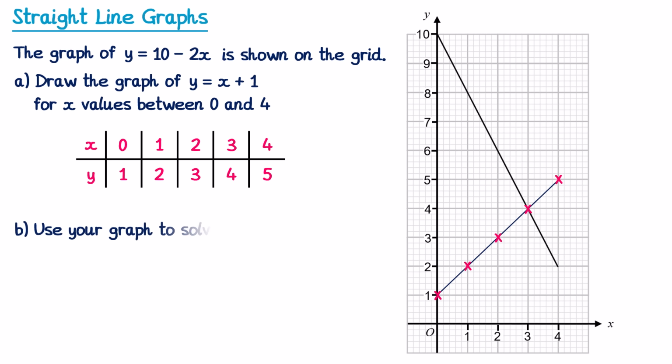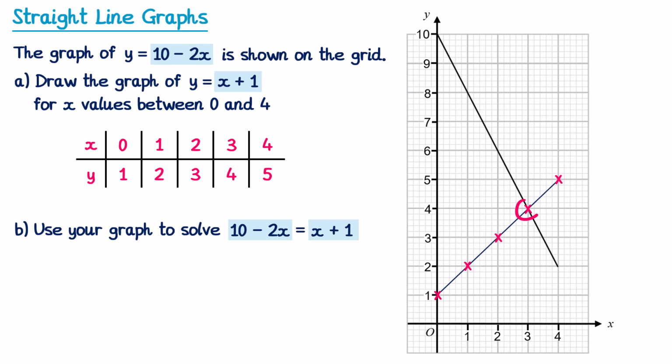But part B is what we're interested in. Use your graph to solve the equation 10 minus 2x equals x plus 1. Notice how the left-hand side of the equation, 10 minus 2x, perfectly matches the graph they drew for us, y equals 10 minus 2x. And then also, the right-hand side, x plus 1, matches the graph that we drew, y equals x plus 1. So to solve this equation, we're looking for an x value where 10 minus 2x gives the same value as x plus 1.